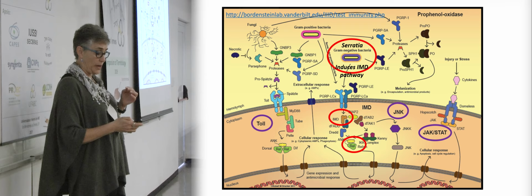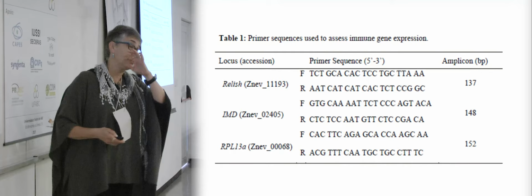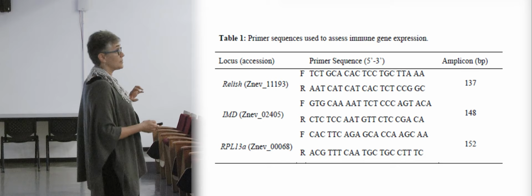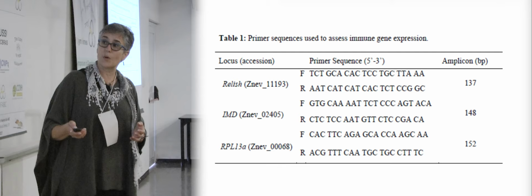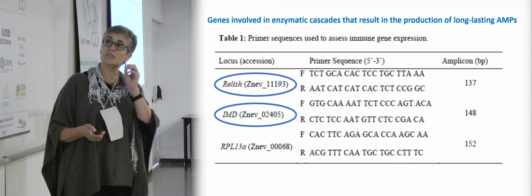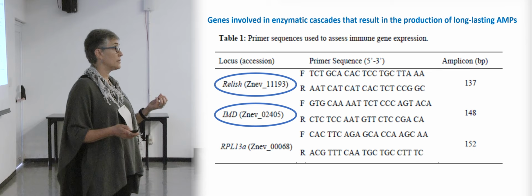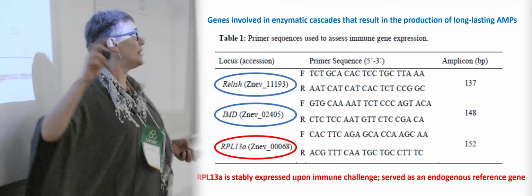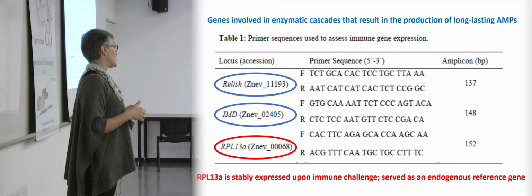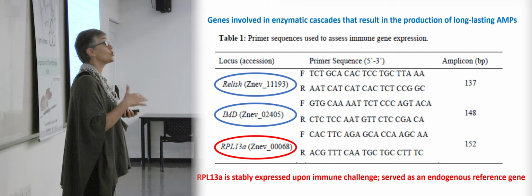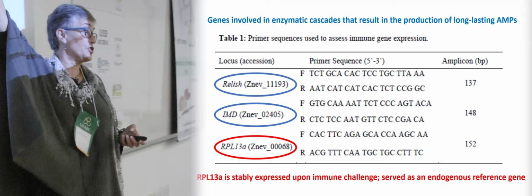Again, I don't really know much about this because, to me, this is magic. I just send these eggs to him, and he tells me what's coming out. But the whole thing is that he used these primers. So again, you have Relish and IMD. This is the primer sequence. And these, again, are genes that are involved in the cascade that produces long-lived antimicrobial peptides. We know that. He also used this other one, which is an internal endogenous gene that he used as a reference. You always have to run a reference where you know that this gene is there, but it doesn't change as a function of treatment of the mother. And so you use that to standardize these other genes that do change. That's as much as I understand of this business.